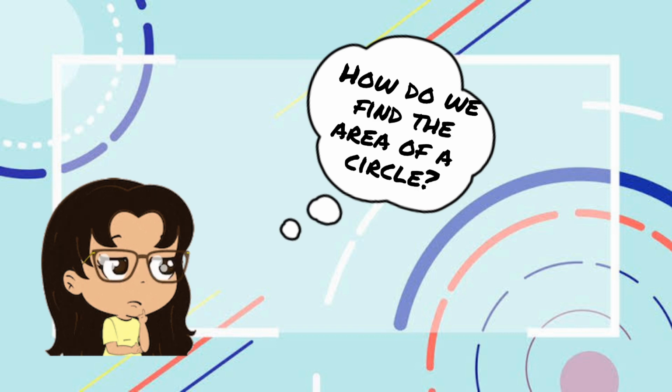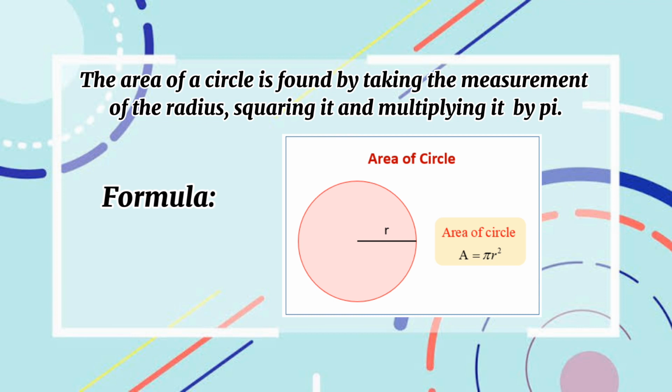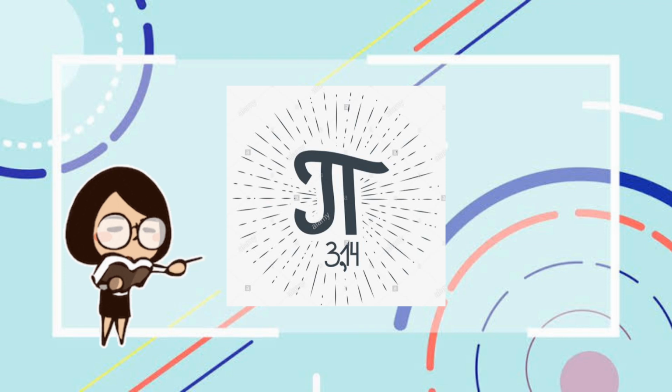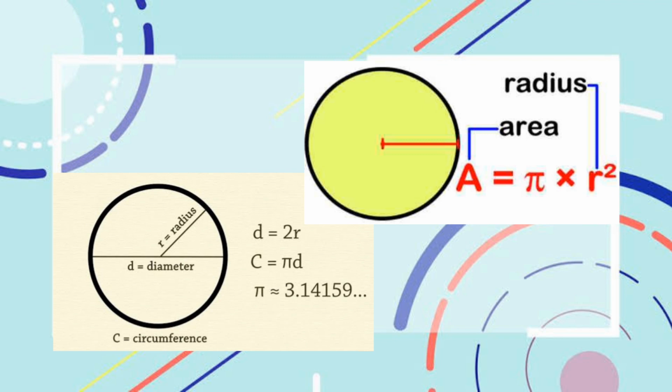How do we find the area of a circle? Area of a circle is found by taking the measurement of the radius, squaring it, and multiplying it by pi. Here is the formula. Area is equal to pi r squared. Next, we have to find the area of a circle given the radius or diameter. We already know that the symbol pi represents the number 3.14. So we only need to know the radius of the circle. Simply put this number into the formula in place of r and solve the area.